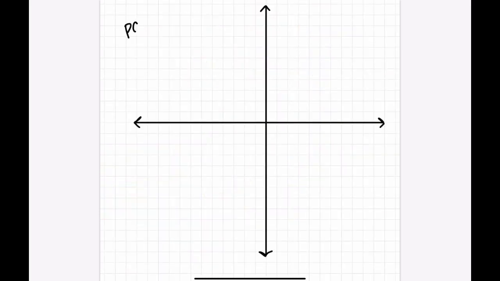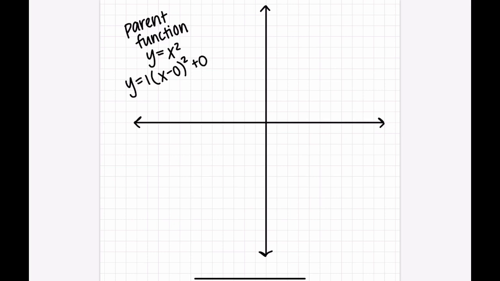So remember the parent function of a quadratic. Remember that we talked about it's y equals x squared, and that's all there is to it. So in vertex form, what does this look like? Well, it looks like y equals 1 times x minus 0 squared plus 0, right? Because multiplying by 1 doesn't change anything. Adding or subtracting 0 doesn't change anything. So these two are equivalent to one another. They're the same thing. However, this one is in vertex form.